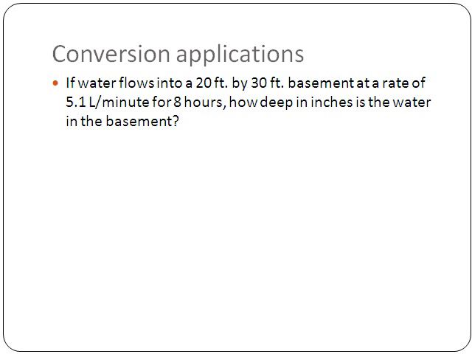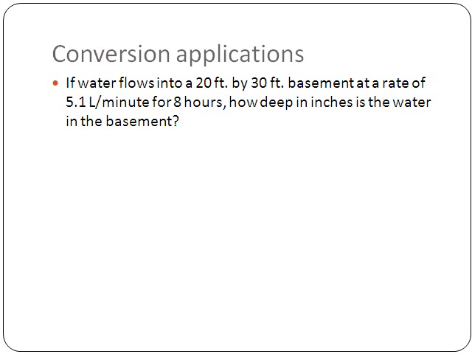So let's suppose we have this. Flooding in Iowa happens fairly often, and so suppose you have a basement. Water flows into a 20-foot by 30-foot basement at a rate of 5.1 liters per minute for 8 hours. How deep in inches is the water in the basement? In this case, we're going to have to do some unit conversions because we have liters per minute, for 8 hours. We have depth here, but we have it in liters versus depth, which is a distance. And so the question is, how do we set that up?